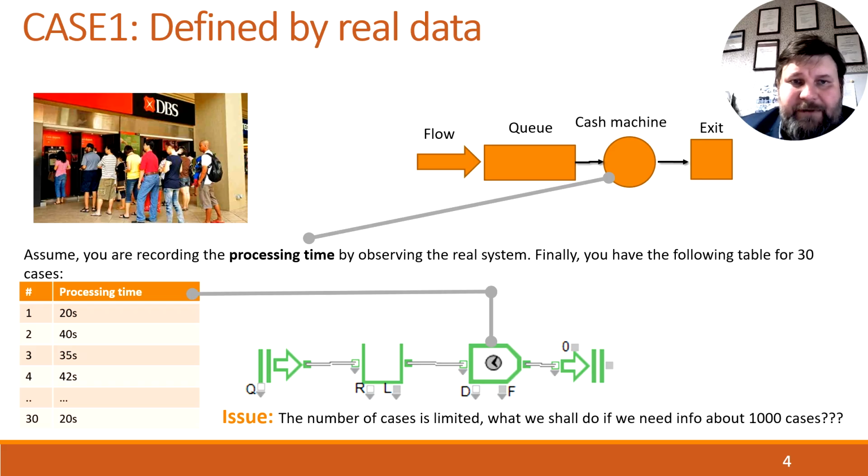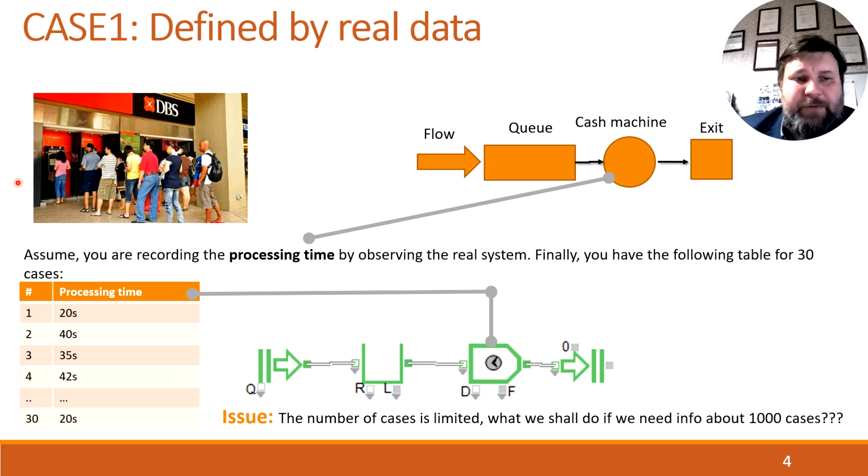Now let's explore each opportunity which we have just discussed, and I'm starting with case 1. Just to remind you, in this case we are going to define the parameter using real data. Let's look at a very simple system which we have already discussed several times. We have arrivals or flow as indicated here. We have a queue. As a processing unit we have a cash machine, and finally an exit. I believe the workflow is pretty clear.